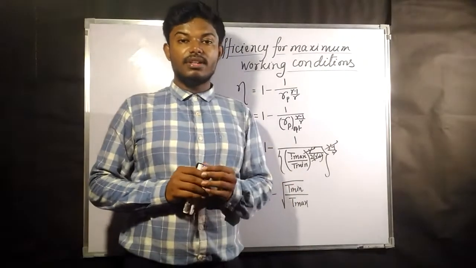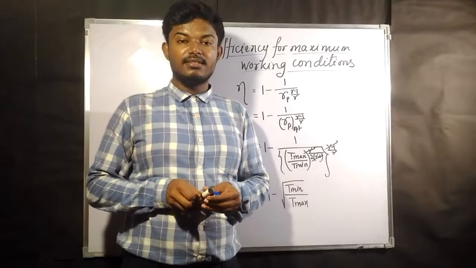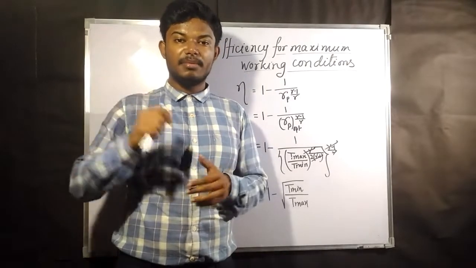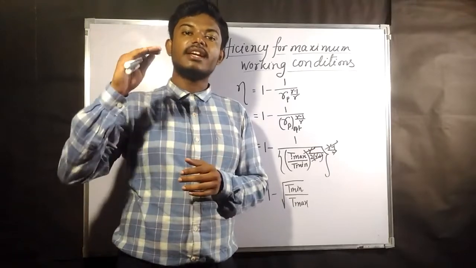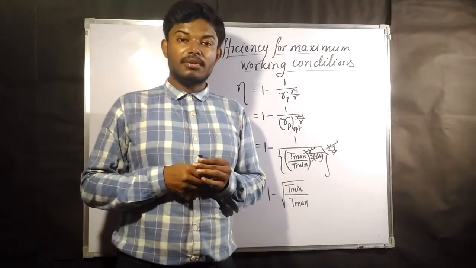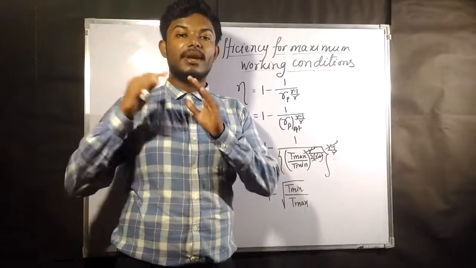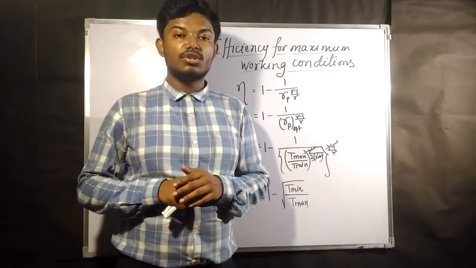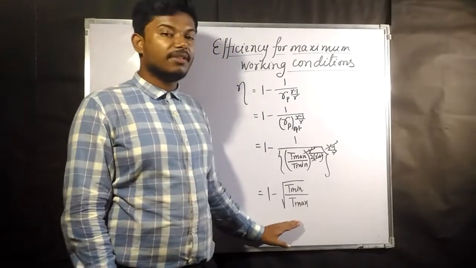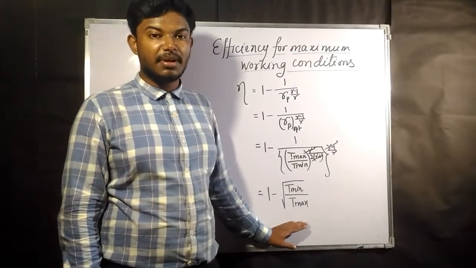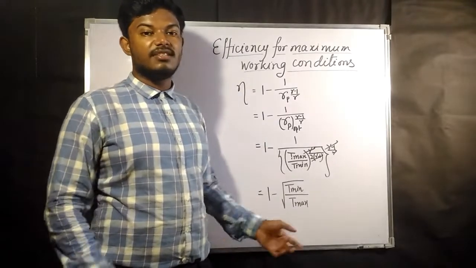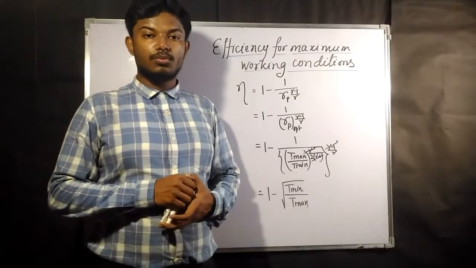Now if a question is asked like this, that in a Brayton cycle the maximum temperature and minimum temperature are given, and we have a condition for maximum work output, what is going to be the efficiency? You directly put the value of maximum temperature and minimum temperature. The value you get is going to be your efficiency for maximum work output.